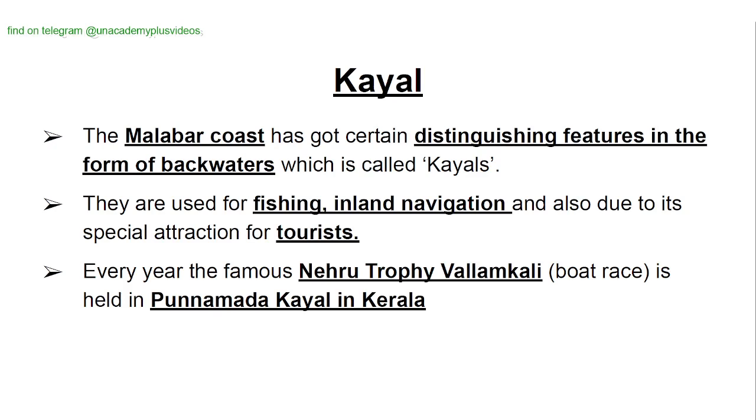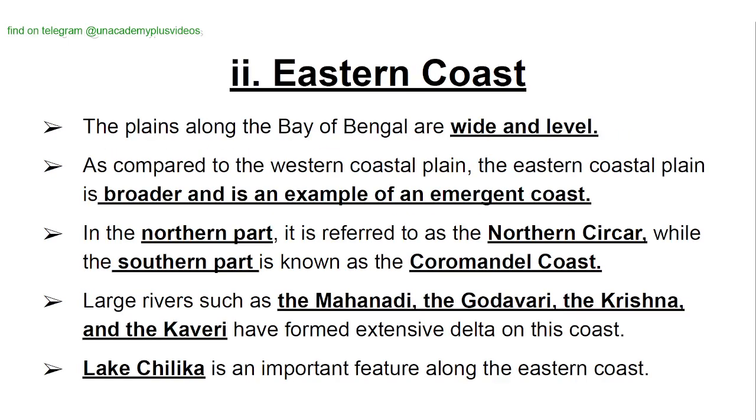Kayal. The Malabar coast has certain distinguishing features in the form of backwaters, which are called kayals. They are used for fishing, inland navigation, and also have a special attraction for tourists. Every year, the famous Nehru Trophy Vallamkali boat race is held in the Punnamada Kayal in Kerala.